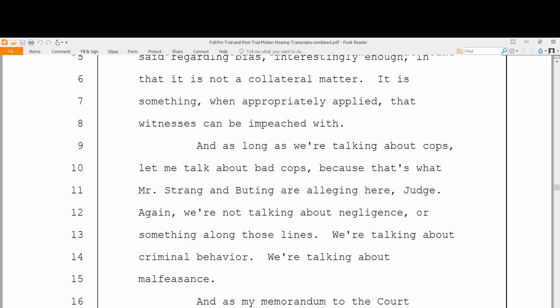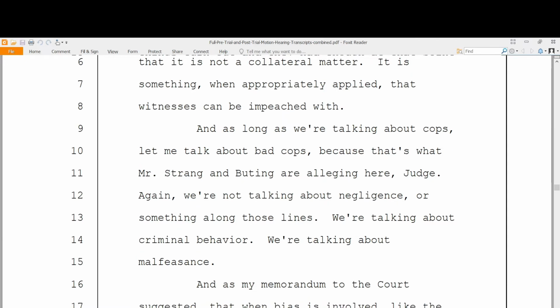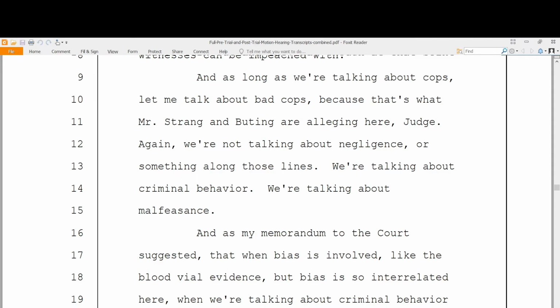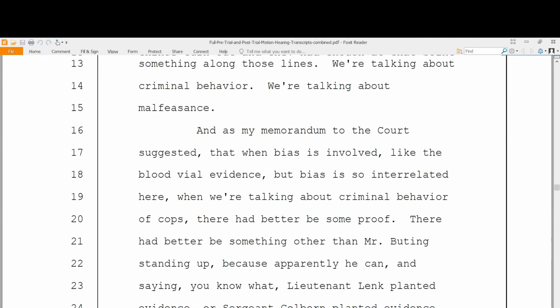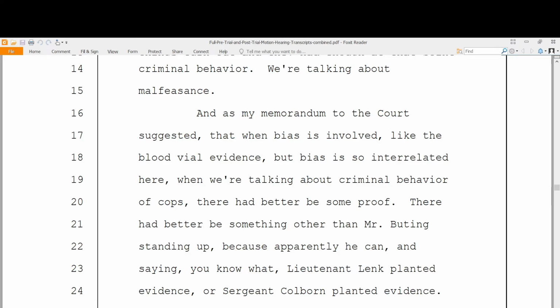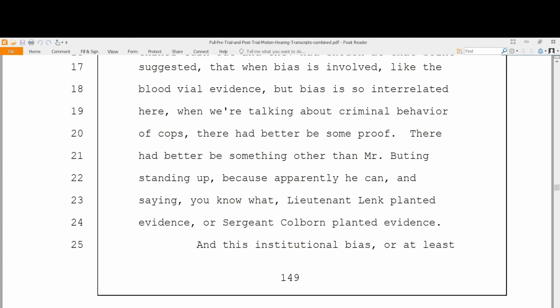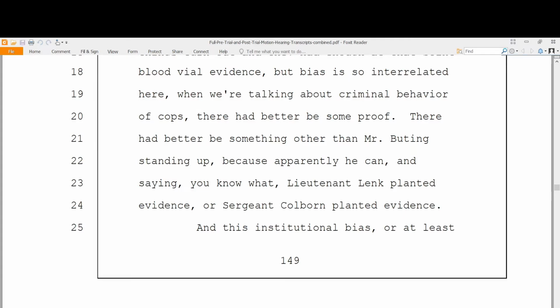As long as we're talking about cops, let me talk about bad cops, because that's what Mr. Strang and Mr. Buting are alleging here, Judge. Again, we're not talking about negligence or something along those lines. We're talking about criminal behavior. We're talking about malfeasance. And as my memorandum to the court suggested, when bias is involved, like the blood vial evidence, bias is also interrelated here. We're talking about criminal behavior of cops. There had better be some proof. There had better be something other than Mr. Buting standing up, because apparently he can, and saying Lieutenant Lenk planted the evidence, or Sergeant Colborn planted evidence.